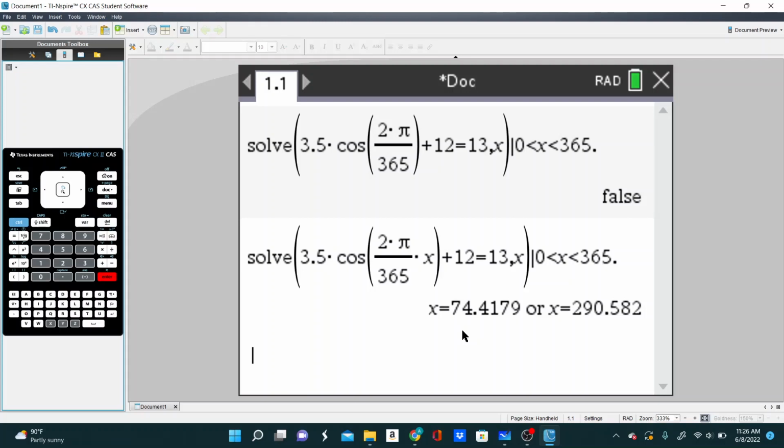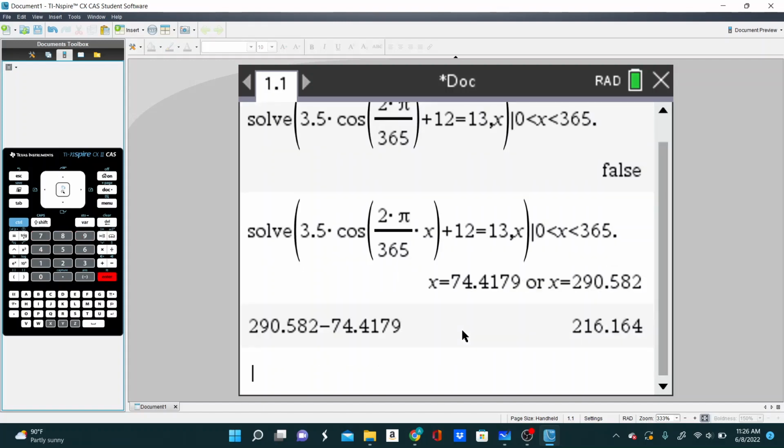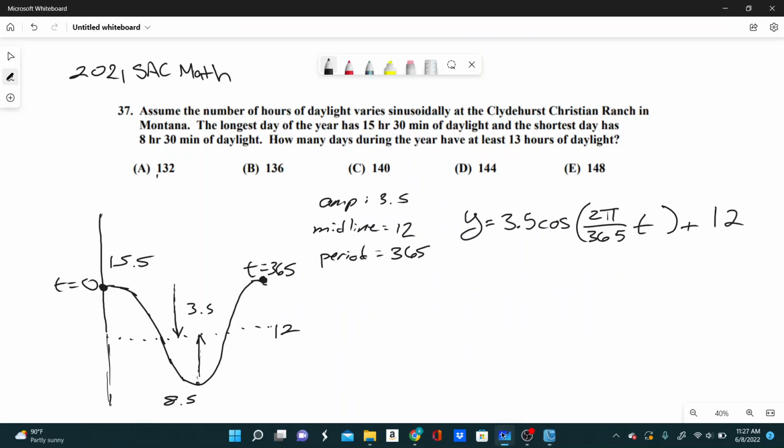So we go here, 290.582 minus 74.4179. That means there's 216 days between these two 13-hour days. So let's think about this real quick. One of them is at 74, one of them is at like 290. So let's see what that looks like on our graph.